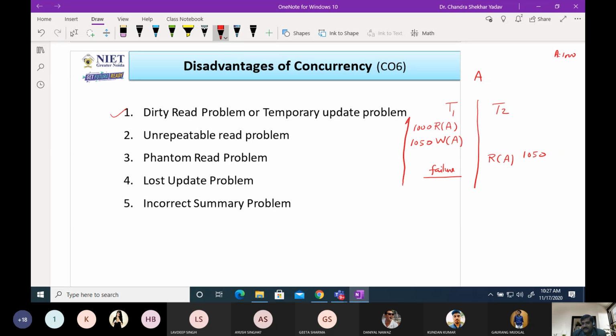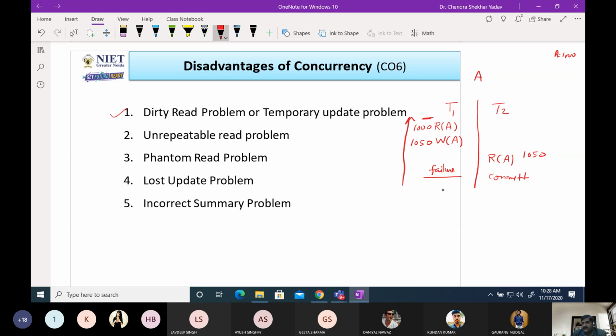Now if failure occurs, then we have to roll back the things, which means we have to go to the prior state, and at the prior state the value of A is 1000, but the second transaction commits. The second transaction performs commit operations.